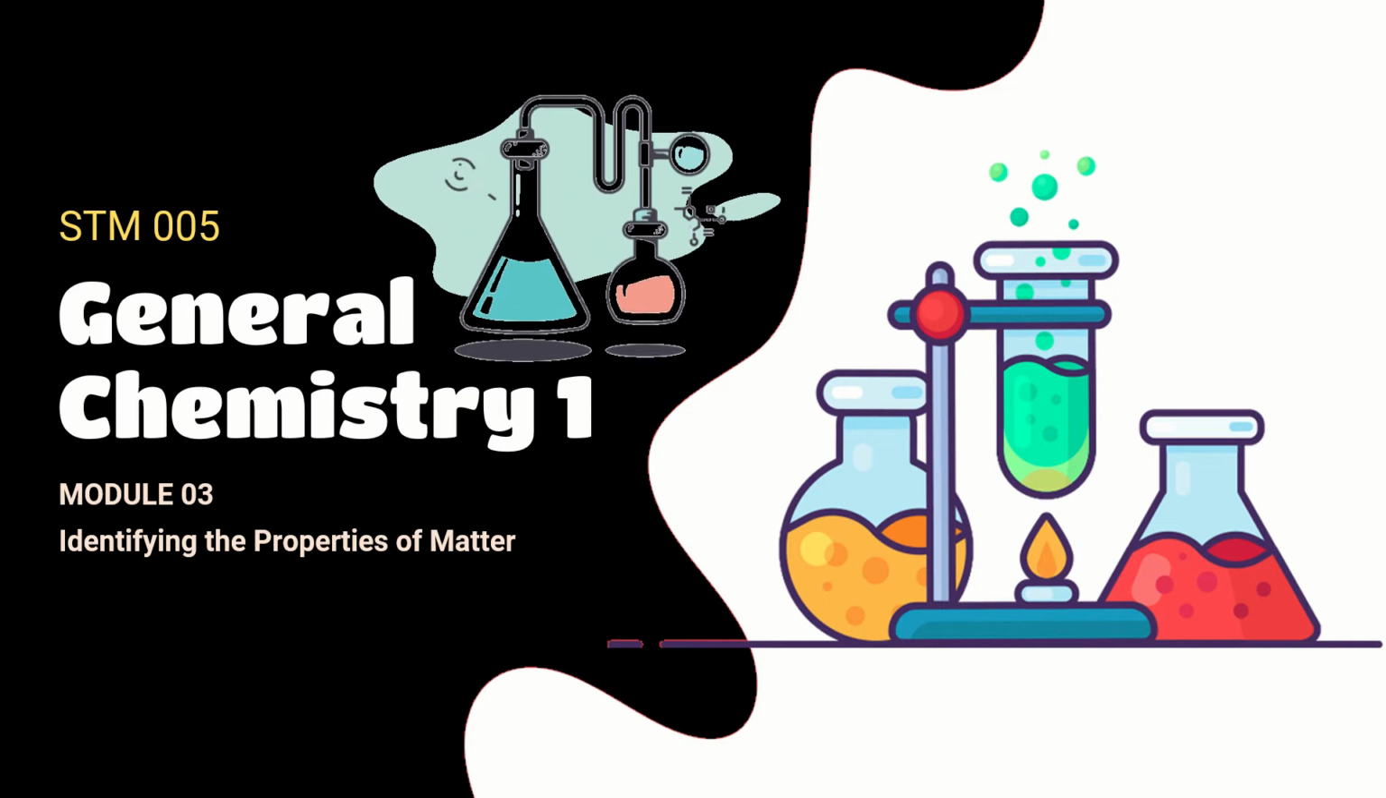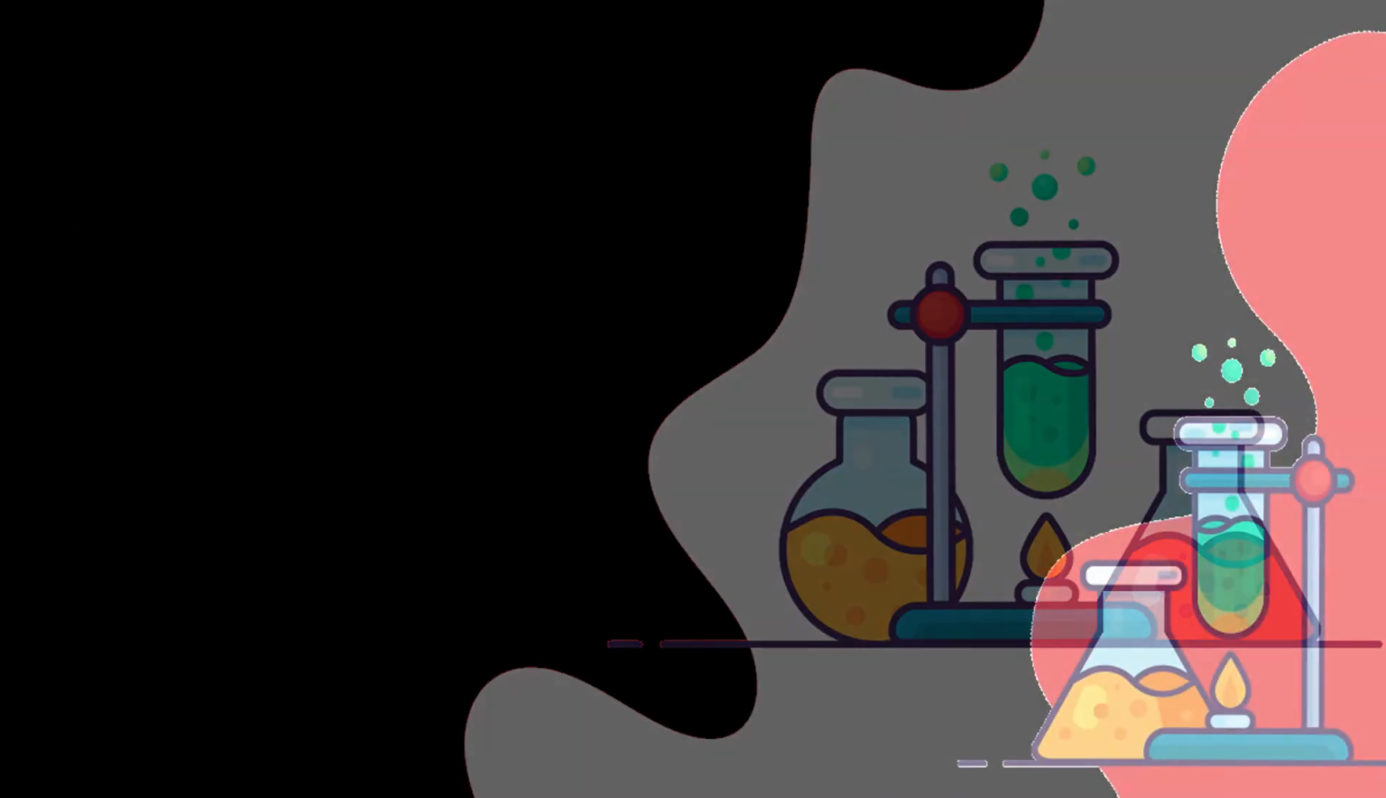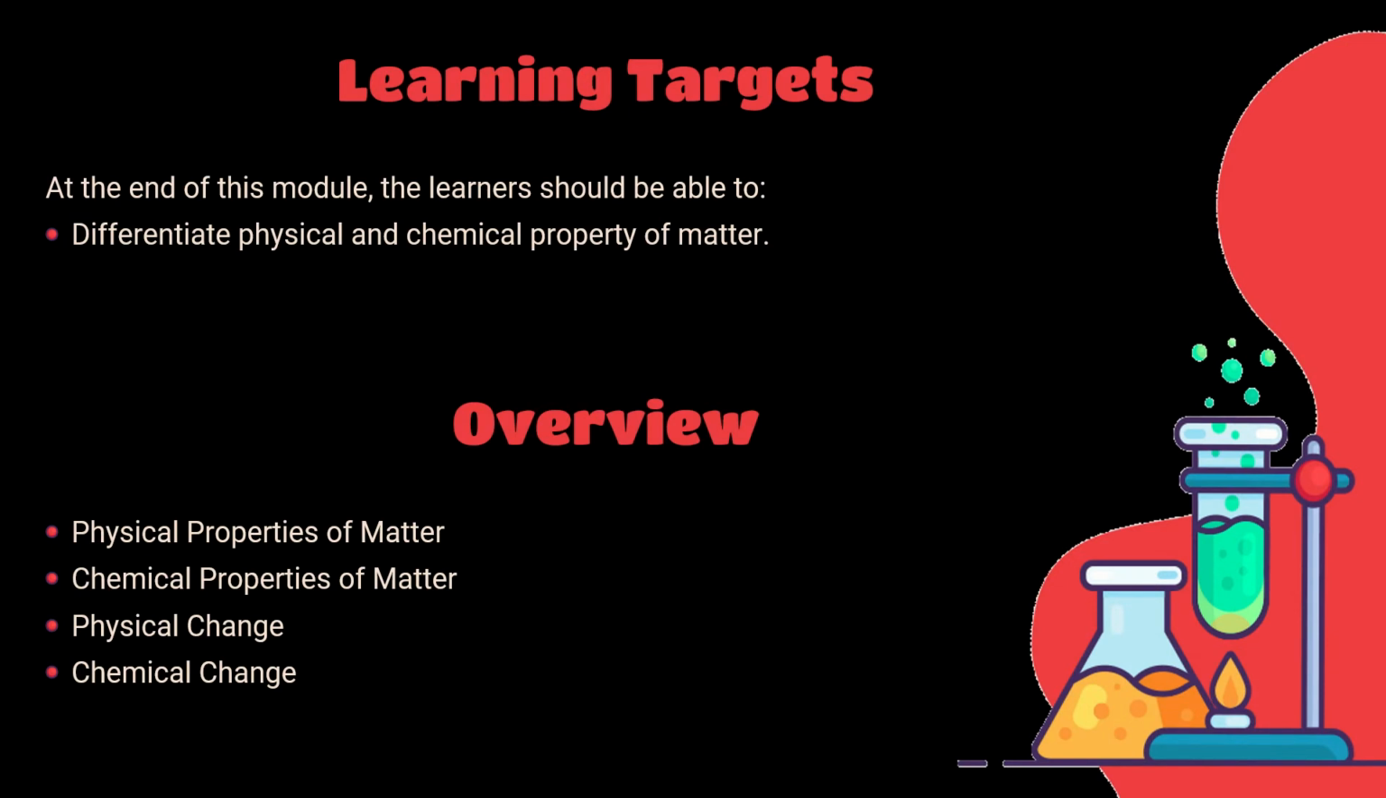Now we are going to discuss STM 005 or General Chemistry 1, Module number 3, which is about identifying the properties of matter. As usual, before we begin, let us have our learning target. At the end of this module, the learners should be able to differentiate physical and chemical properties of matter.